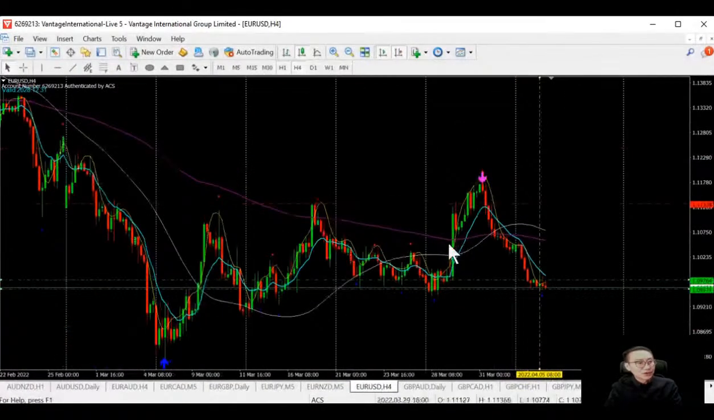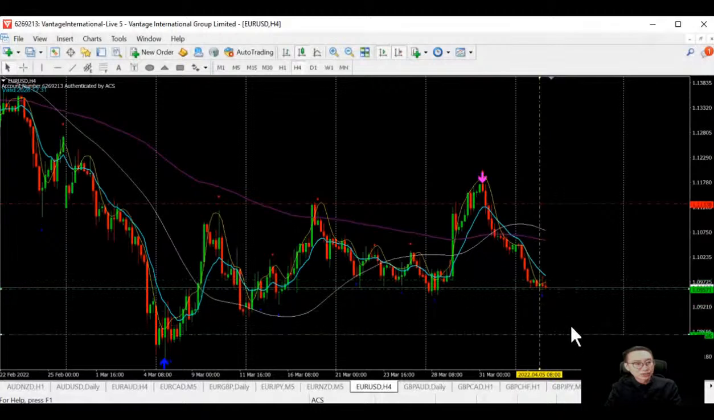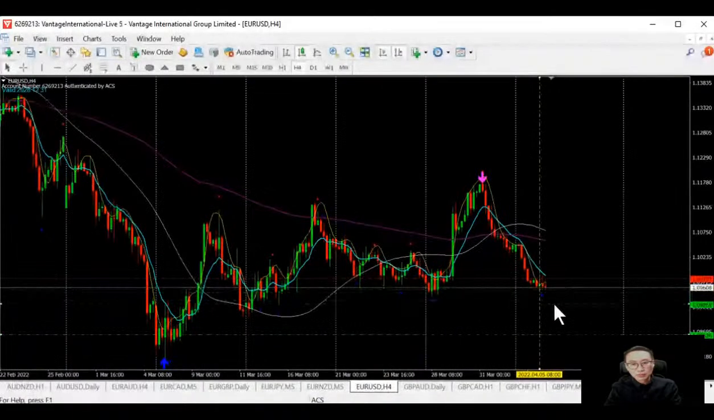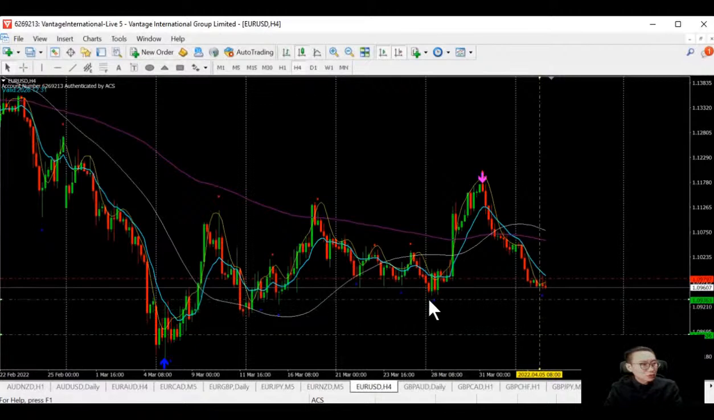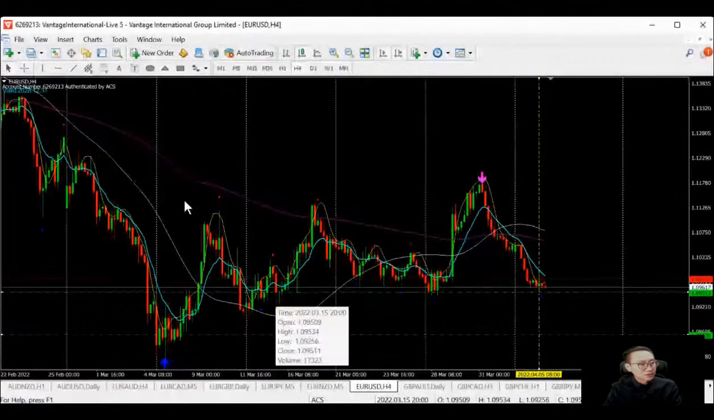In H4 over here, it's very clear. I have my resistance up there. I'm going to bring it down and bring the red dotted line here to show that this is a resistance. In H4, look out for the resistance as well as the support level. So look at this, this is an H4, and this is an H4.